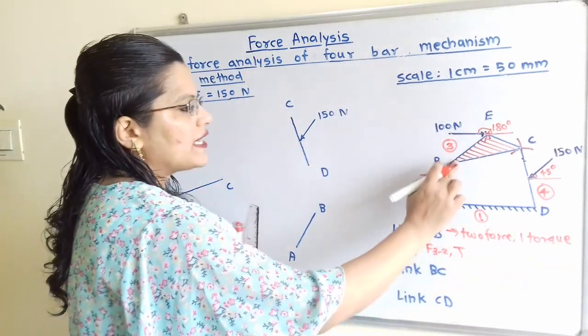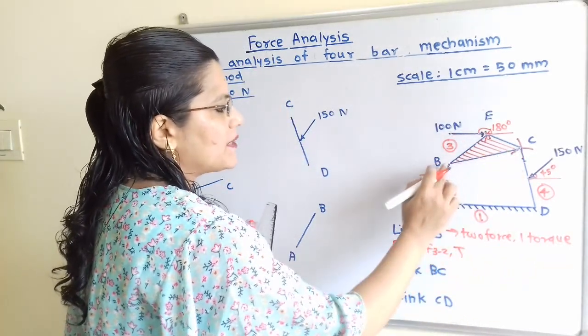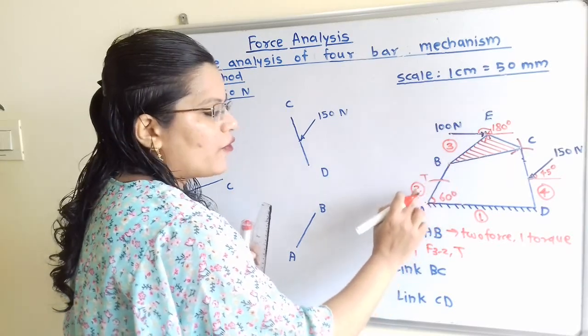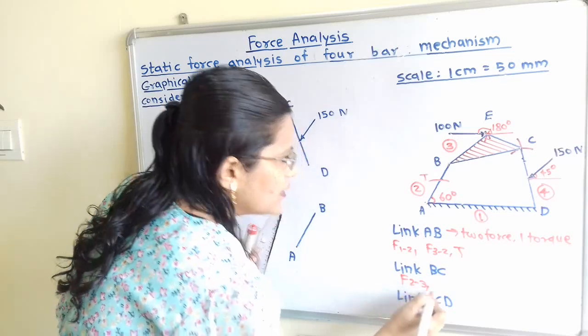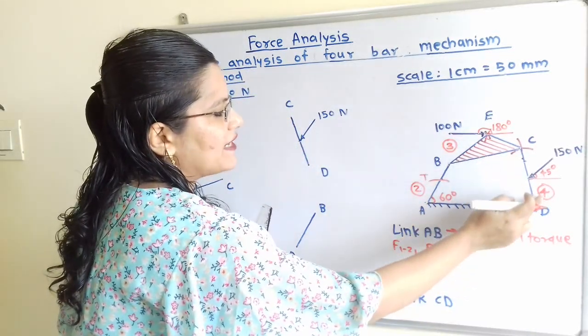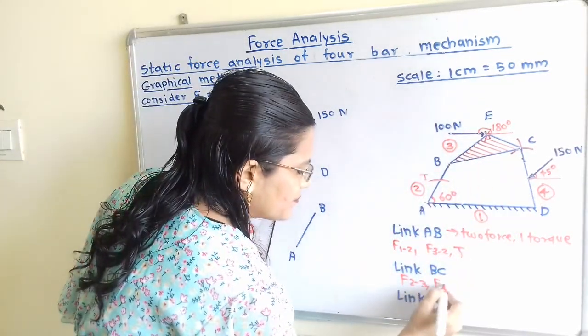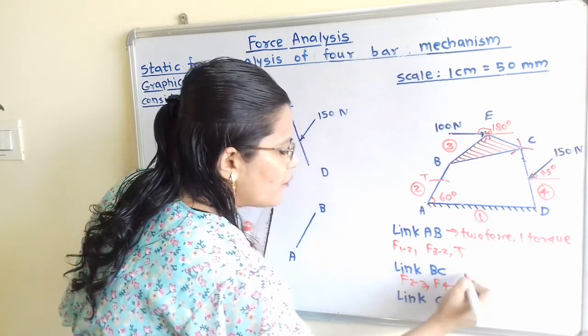Now we will move to the link BC. For this link BC, through this point B, force F of 2 to 3 is applied. Through this point C, force F of 4 to 3 is applied. So this is a 2 force member.